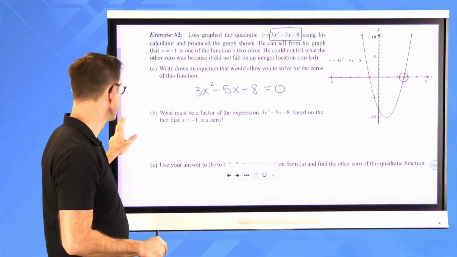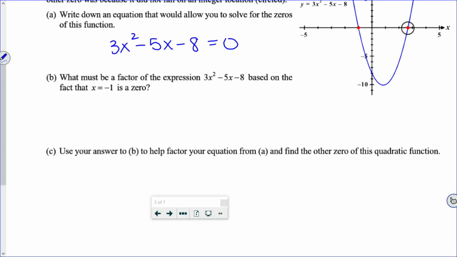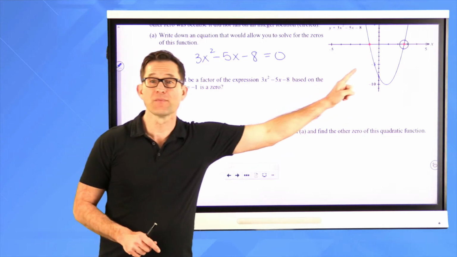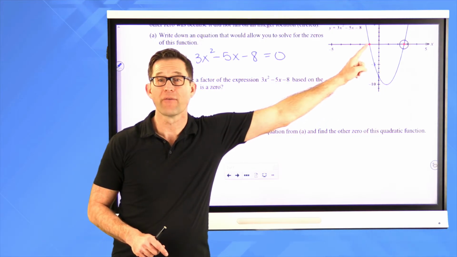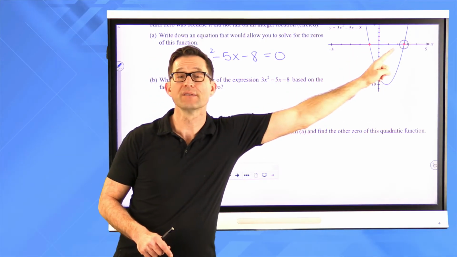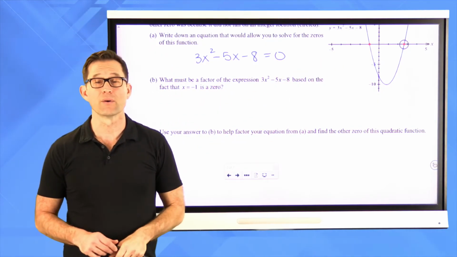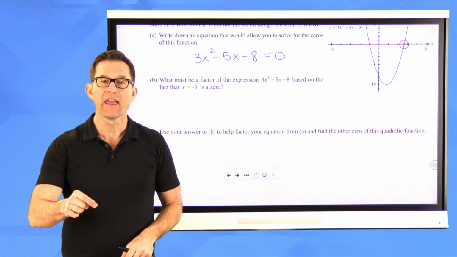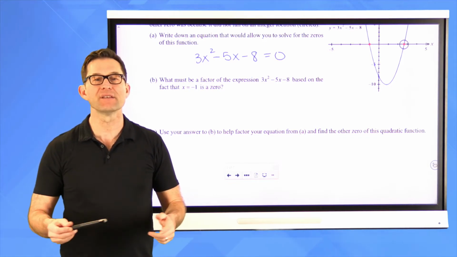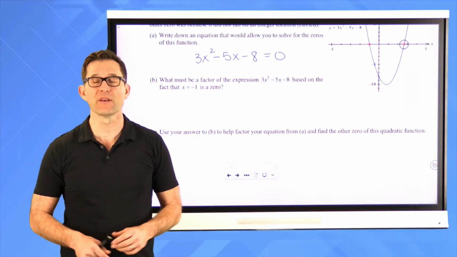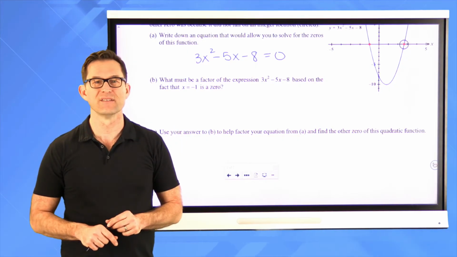Now, very importantly, letter B, what must be a factor of the expression 3x squared minus 5x minus 8 based on the fact that x equals negative 1 is a 0? And again, just to point out, there's my x equals negative 1 on my graph, that one. This is the one that Louise doesn't know, all right? But I do know that x equals negative 1 is a 0. So what must be a factor if x equals negative 1 is a 0? Pause the video now and write something down, maybe even slap it in parentheses.